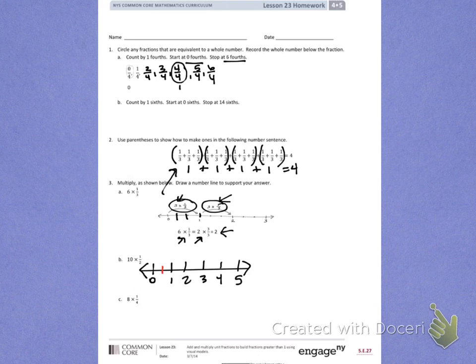I'm going to do this with red. 1/2, 1/2, 1/2, 1/2, 1/2. And I want to try to jump by 1 whole. So how many groups of halves do I need to get to 1 whole? Well, I need 2 groups of a half to get to 1 whole. So this right here is 2 times 1/2. It's 2 groups of 1/2. This right here is 2 times 1/2, and so is each of the others.